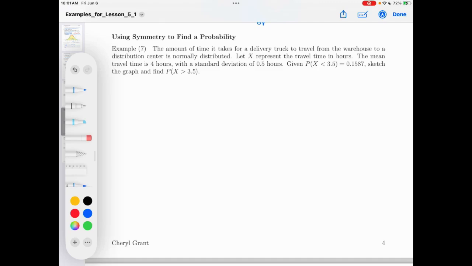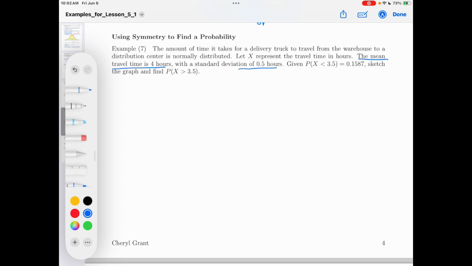For the rest of the examples in this lesson, we're going to use symmetry to help us find probabilities. So in example 7, it says the amount of time it takes for a delivery truck to travel from the warehouse to a distribution center is normally distributed. Let X represent the travel time in hours. The mean travel time is 4 hours with the standard deviation of 0.5. So this is important. The mean is 4 and the standard deviation is 0.5.